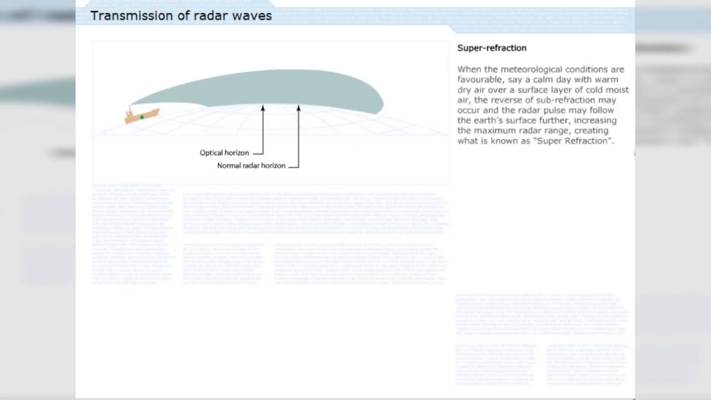When the meteorological conditions are favorable, say a calm day with warm, dry air over a surface layer of cold, moist air, the reverse of subrefraction may occur, and the radar pulse may follow the Earth's surface further, increasing the maximum radar range, creating what is known as superrefraction.